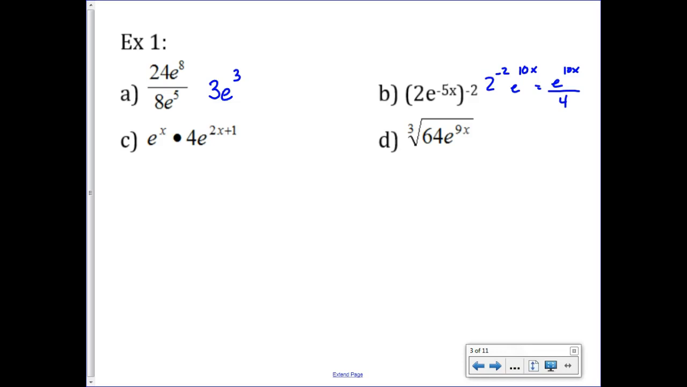For C, we have e to the x times 4e to the 2x plus 1. Well, remember, when we multiply, we add our exponents. So 4 is still going to stay out front. We have e to the 1x and e to the 2x plus 1. So 1x plus 2x, that's e to the 3x plus 1. And then this last one, the cube root of 64 is 4. And then the cube root of e to the 9x would be e to the 3x. Because remember, we can write that as 9 over 3, which would give us 3x.